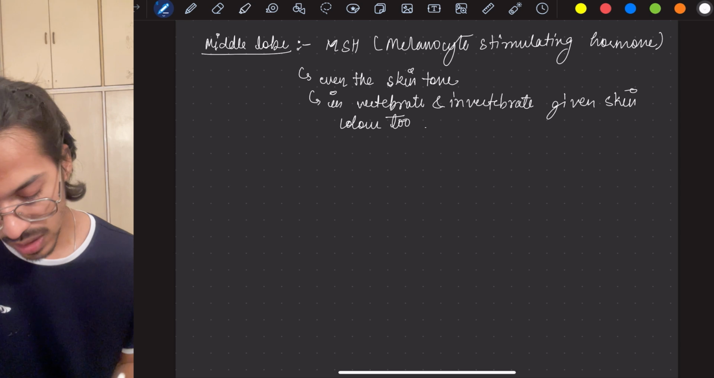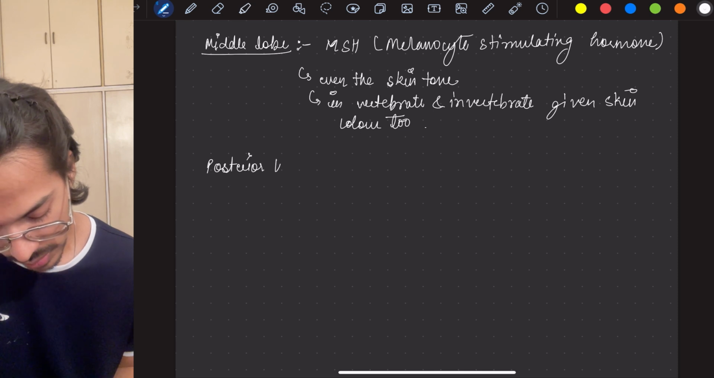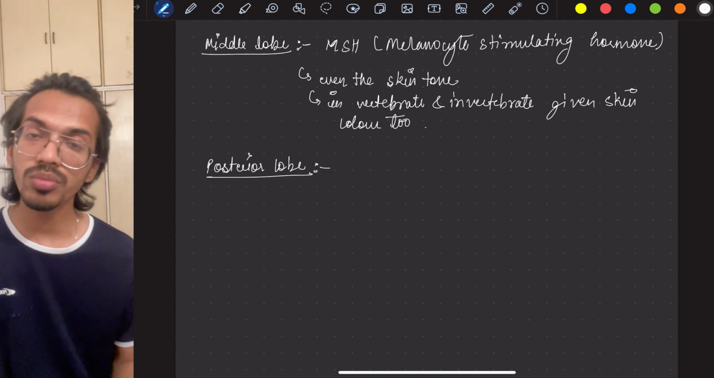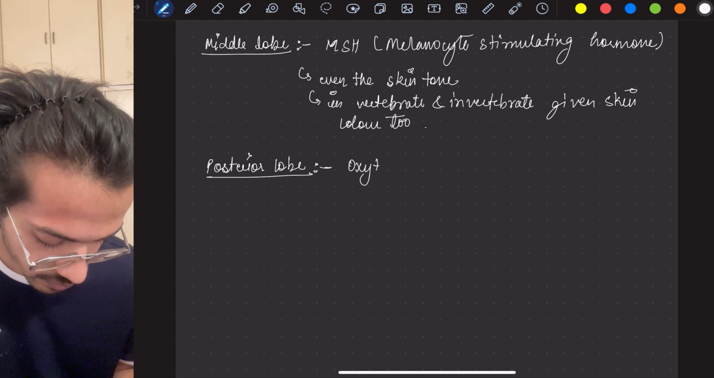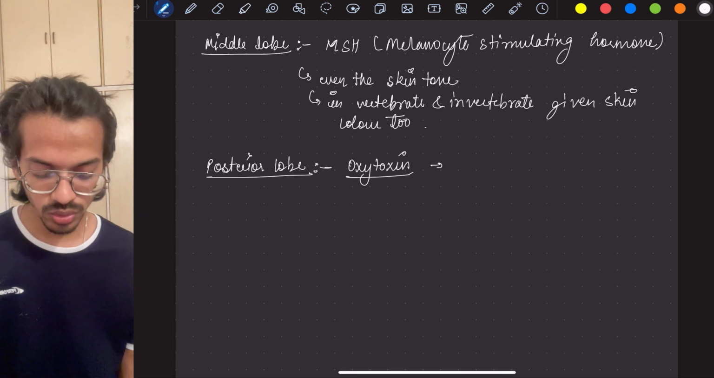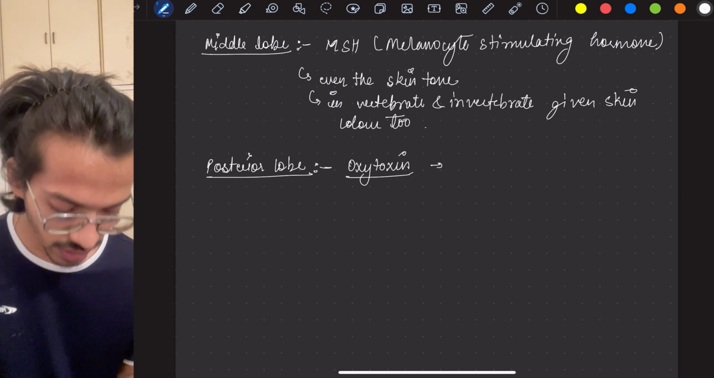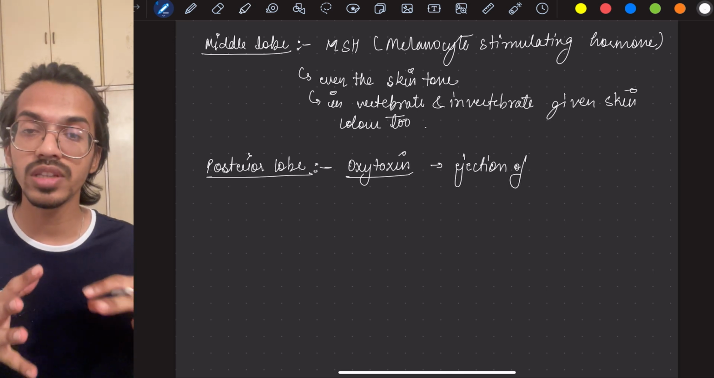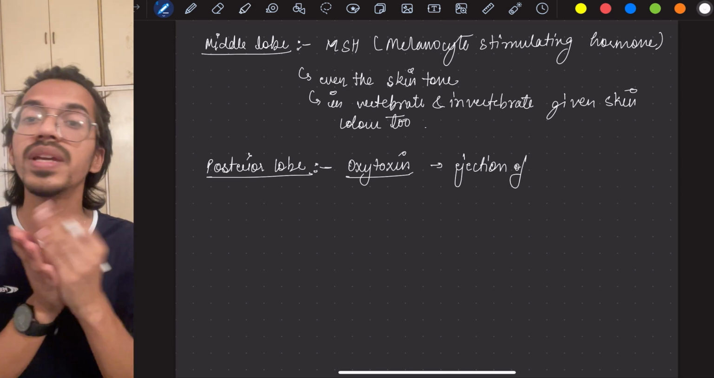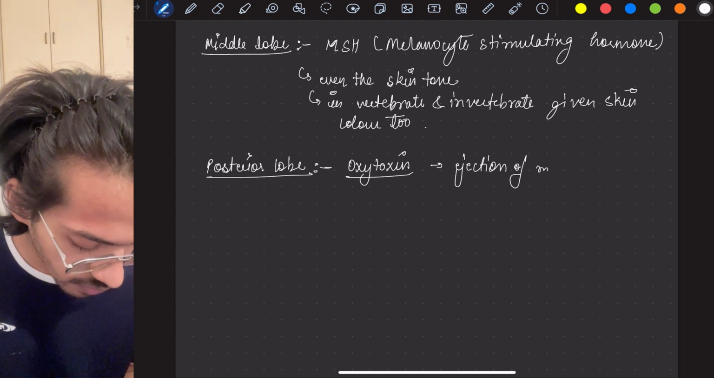Then comes the last lobe, your posterior lobe. In the posterior lobe, only two hormones are secreted. Number one is oxytocin. What does oxytocin do? There are multiple functions of oxytocin. Number one function is ejection of milk. Milk is produced inside the female mammary gland, but it won't come out if oxytocin is not present. So oxytocin causes ejection of milk from mammary glands.